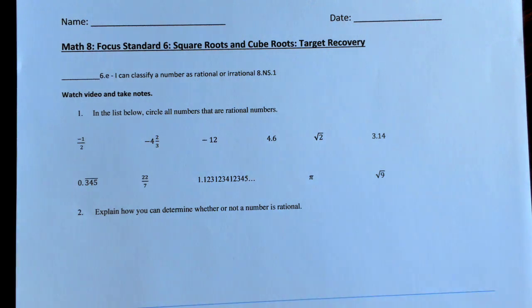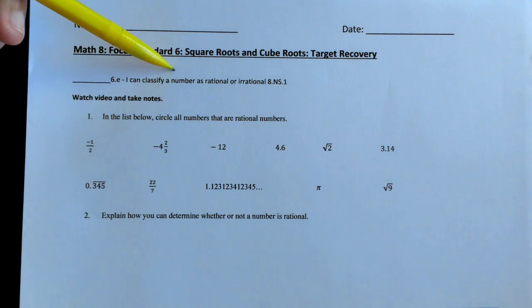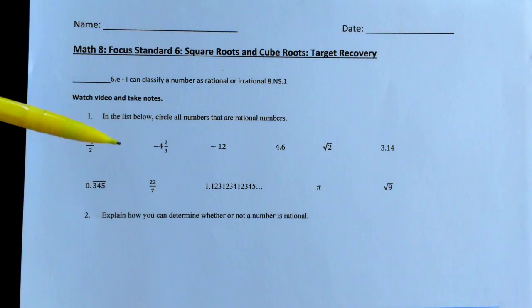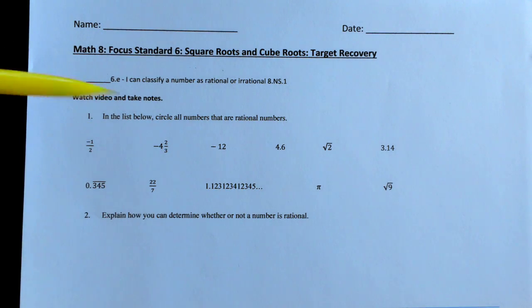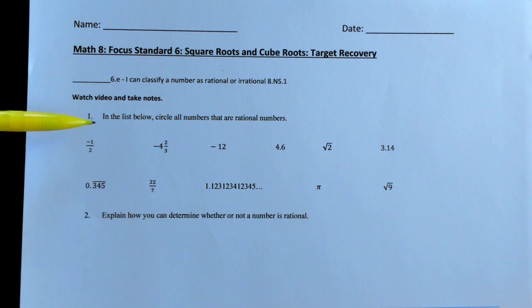Guys, looking at learning target 6E. Here's what it says: I can classify a number as rational or irrational. So we really need to know what those two words mean, and the vocabulary will help us get to the answer here. I'm going to skip question 1 and go to question number 2.